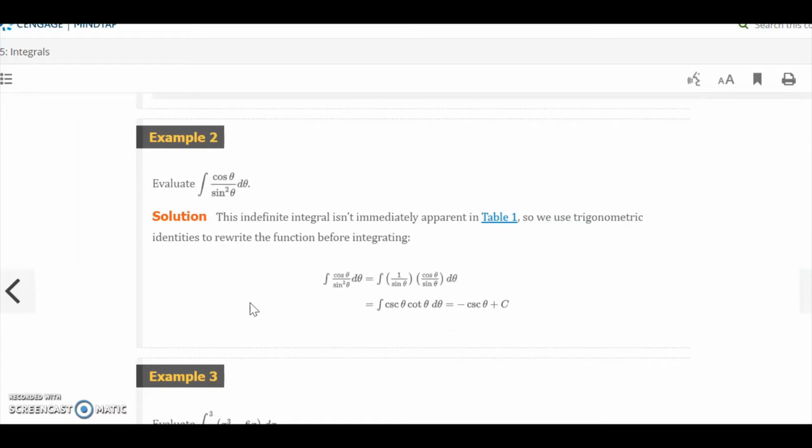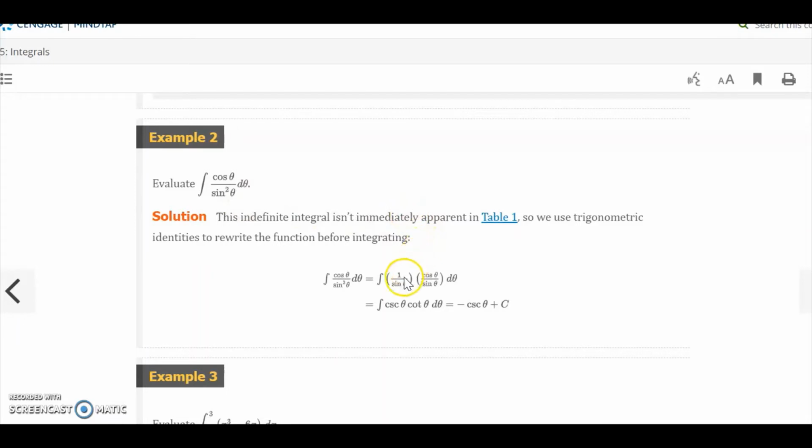Alright, so now we're getting into cosine and sine. So we have cosine theta over sine squared theta, and we don't have a rule for taking the antiderivative of a quotient. We don't have that, so we have to rewrite this using some algebra. So what's cosine over sine squared theta equal to?